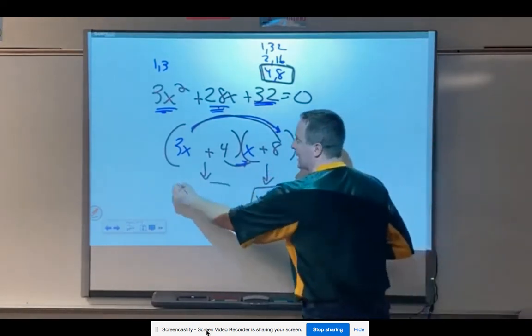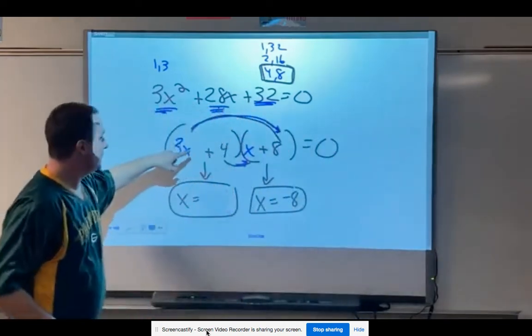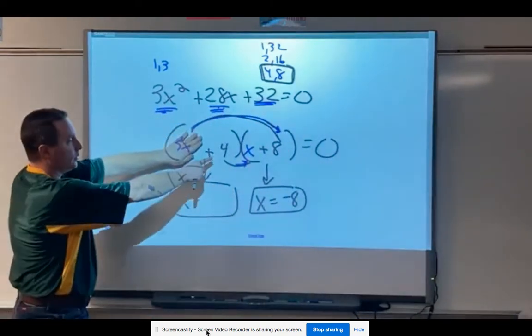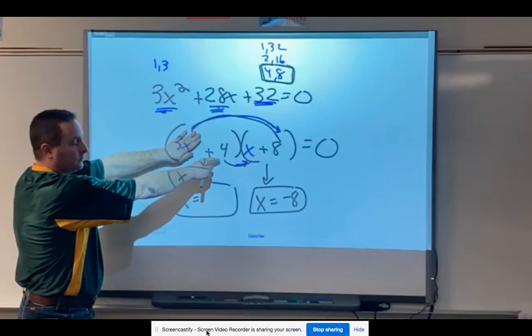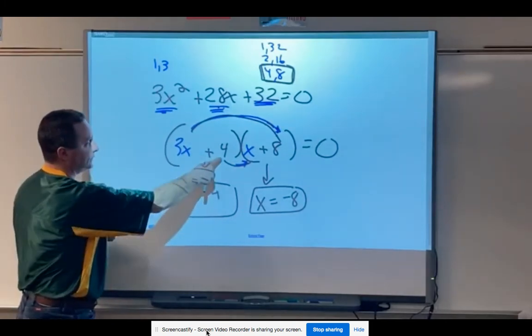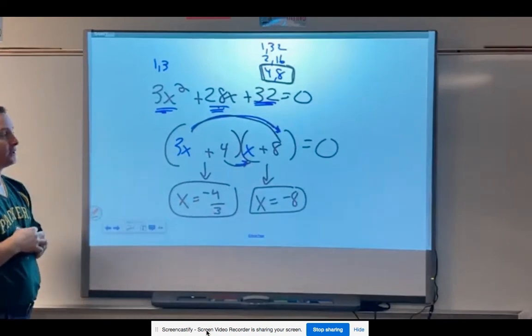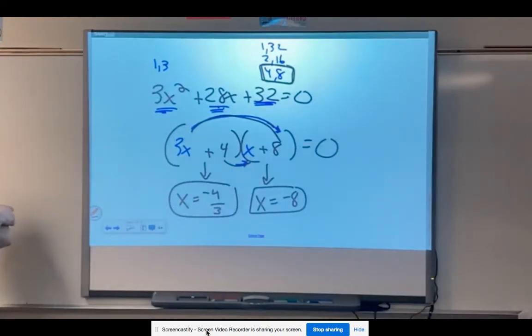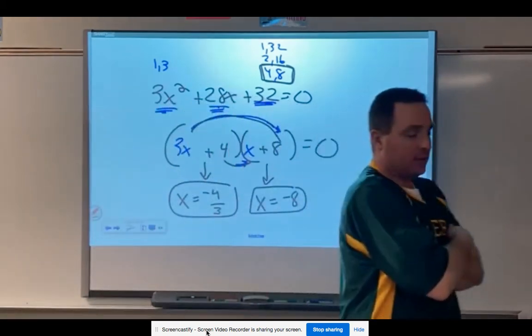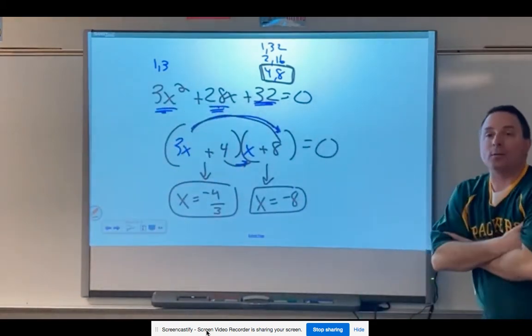Okay? And how about this guy on the left? If I cover up this in front, most people are going to say negative 4. Yep, there's going to be a negative 4 there. But when I have a number in front, I divide by it. It's negative 4/3. So it's a fraction answer. Again, two solutions. Those are the most common ones.